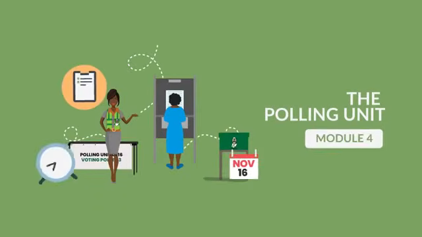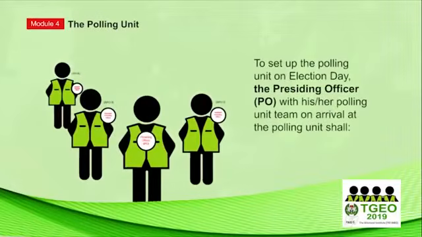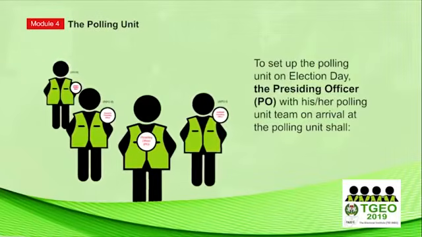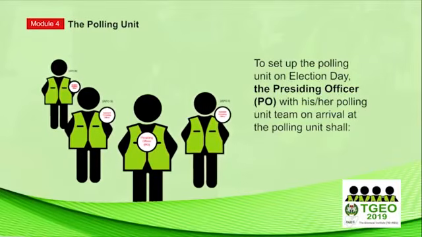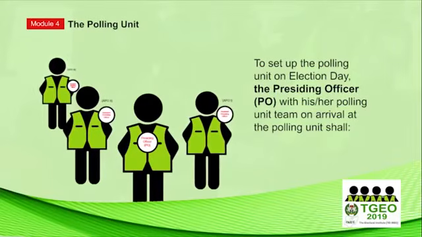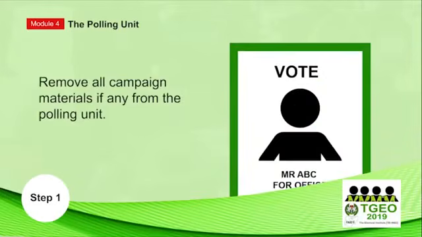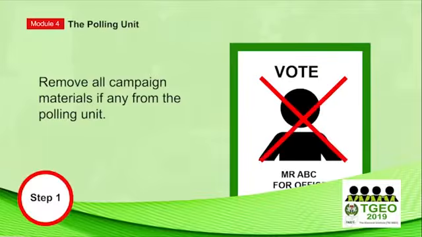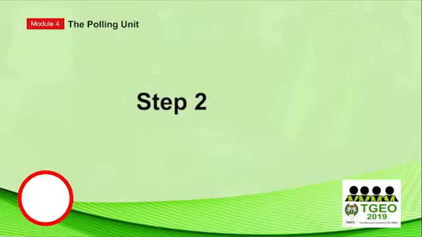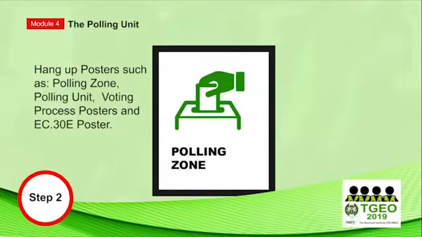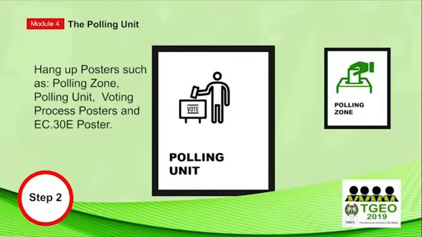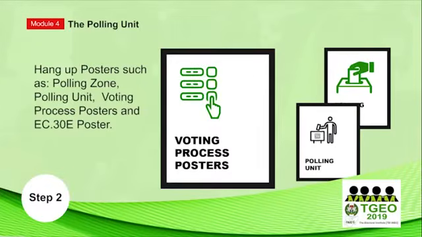Module 4. The polling unit. Setting up the polling unit. To set up the polling unit on election day, the Presiding Officer, PO, with his or her polling unit team on arrival at the polling unit shall: Step 1. Remove all campaign materials, if any, from the polling unit. Step 2. Hang up posters such as polling zone, polling unit, voting process posters, and EC30E posters, etc.